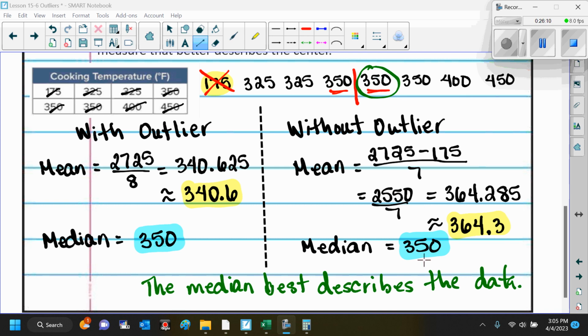Now, if I looked at the median of those numbers, now that median is just that one number, which is 350. Now, when you do your comparison, you can see here that the mean changes significantly, okay? Goes from 340.6 to 364.3, so it changes. But look at the median. The median doesn't even change at all. So here, the median would best describe this data because it changed very little or none, not at all. And in this case, not at all. Okay?